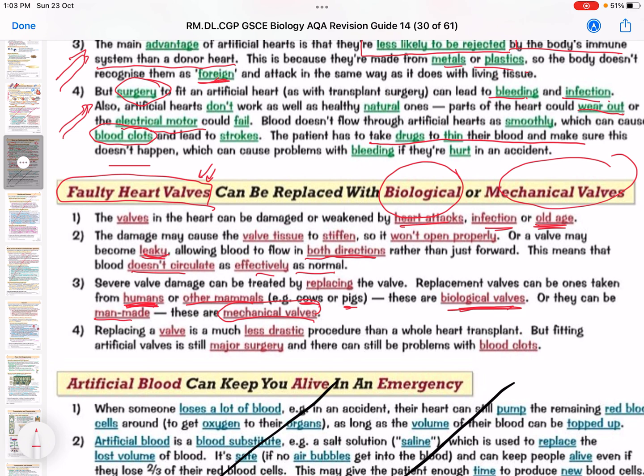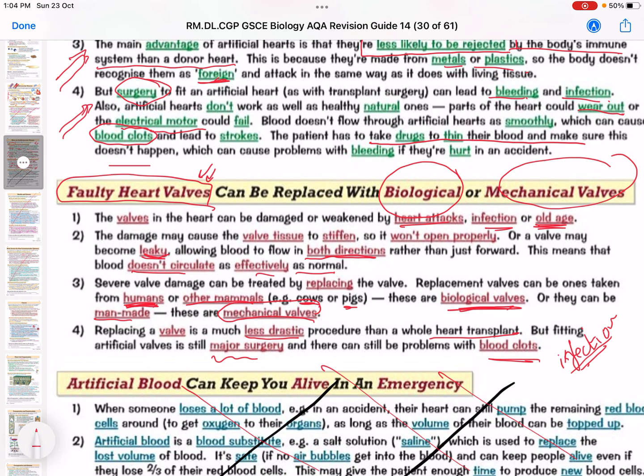Now, replacing a valve is a much less drastic procedure than a whole heart transplant. This goes without saying. Okay, but fitting artificial valves is still a major surgery, and there can still be problems like blood clots and infection. Whenever there's a major surgery, the risk of infection and blood clots is very high. Okay. Artificial blood is not in the curriculum of Oxford AQA, neither the EDXL or the Cambridge, so I'm not going to do this today.